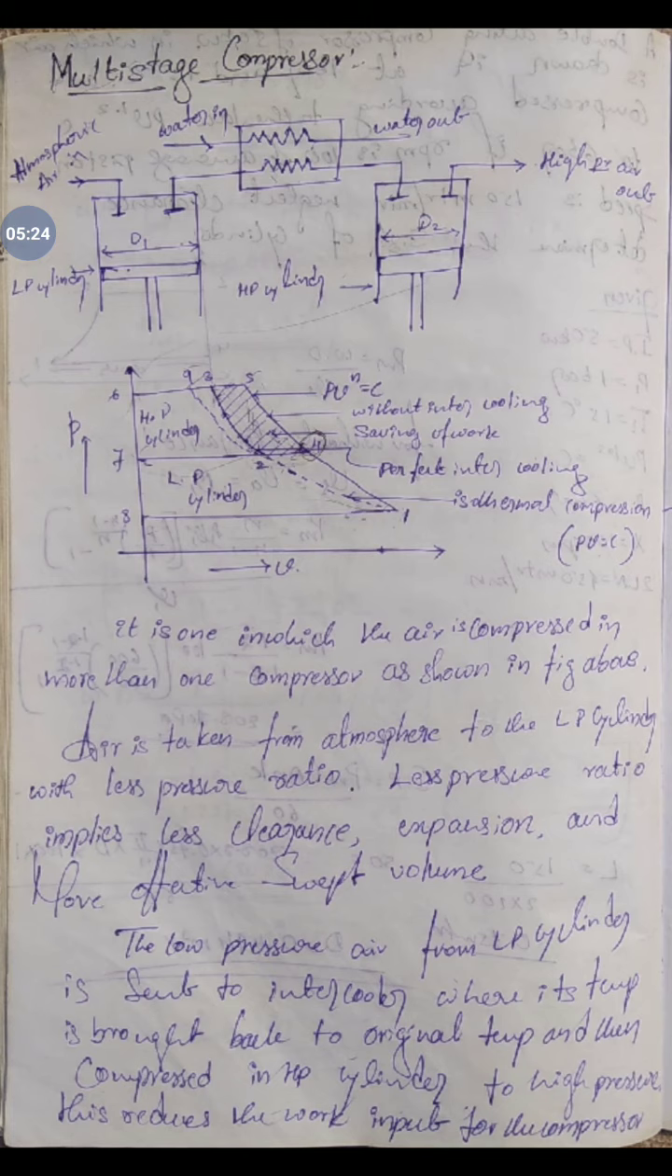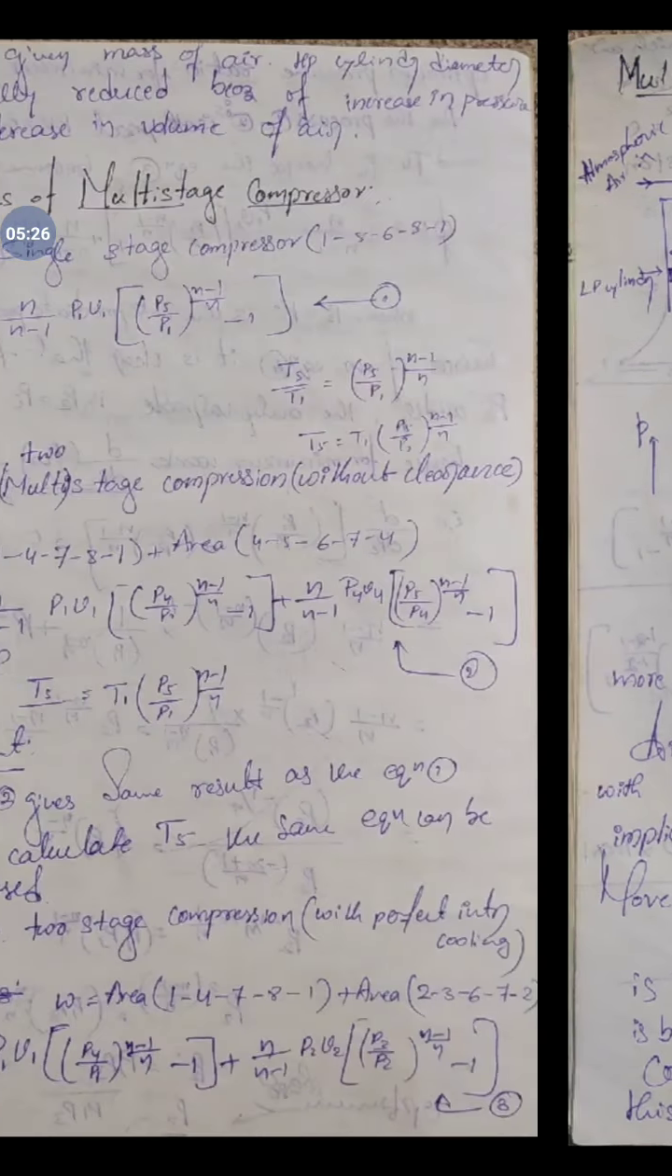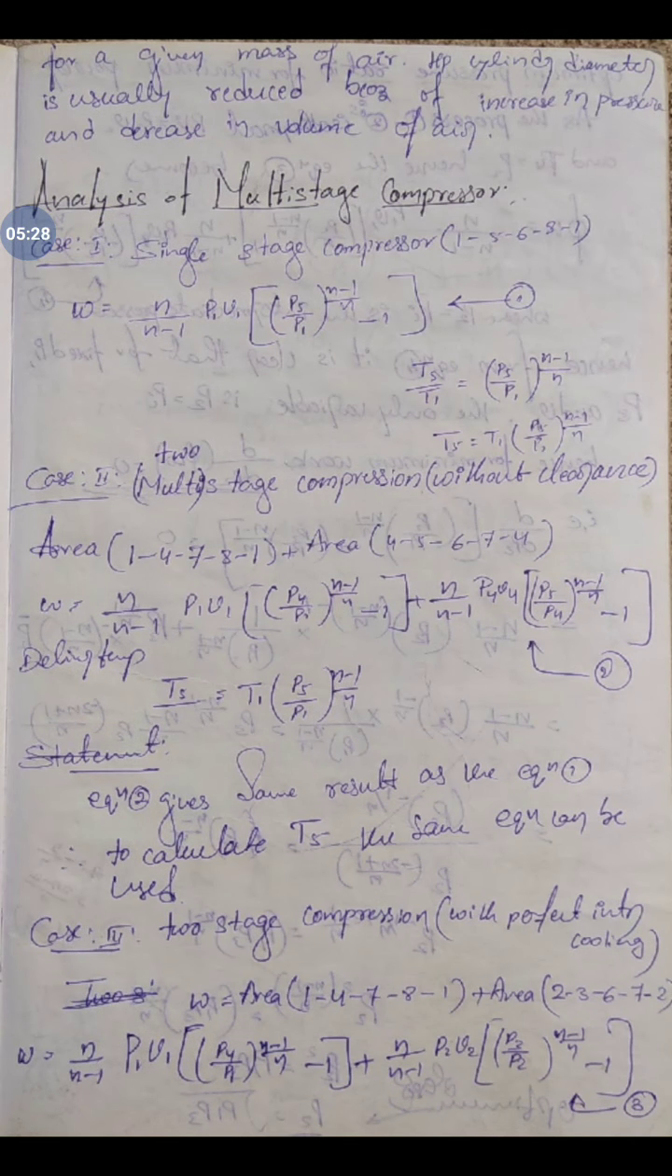The work required for the single stage air compressor is given by W equals n by n minus 1 times P1 V1, in the bracket P5 by P1 to the power of n minus 1 by n, minus 1, because the compression is taking place from 1 to 5. So the delivery pressure is P5 and the suction pressure is P1, and the pressure ratio here is P5 by P1.